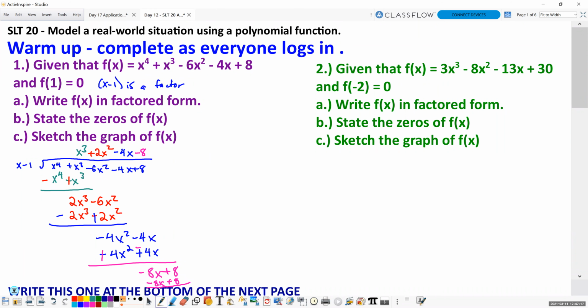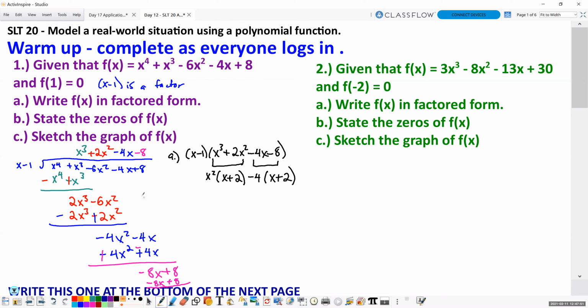So my first step in part A, and this is going to be a couple steps, is going to be x minus 1 times x cubed plus 2x squared minus 4x minus 8. And then I need to factor this polynomial by grouping. So I'm going to pause on the x minus 1 for a second. And from my quotient, the first two terms, I'm going to take out x squared, and I'm left with x plus 2. And then the second two terms of my quotient, I'm going to take out negative 4, and I'm left with x plus 2.